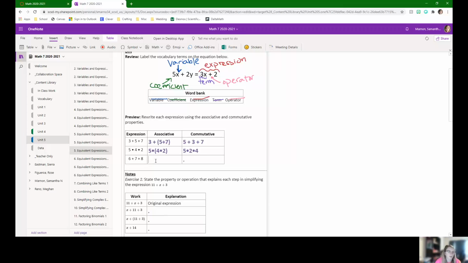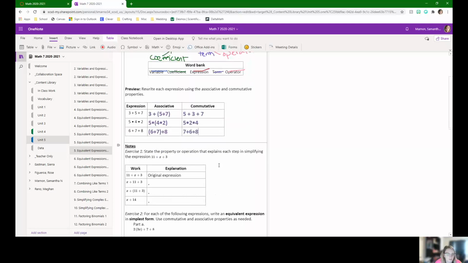Last one, so we're going to do our associative. Let's group something together. Let's just group that 6 plus 7 together and then add the 8. In commutative, we're just going to switch it. I'm just going to switch the 6 and the 7. So there we go. There are our associative and commutative properties. Associative is just regrouping things, commutative is switching around.